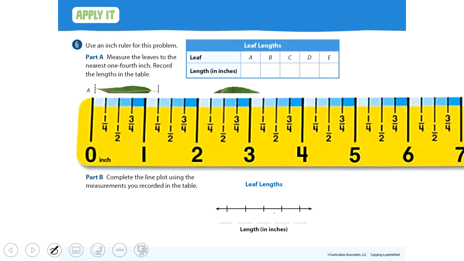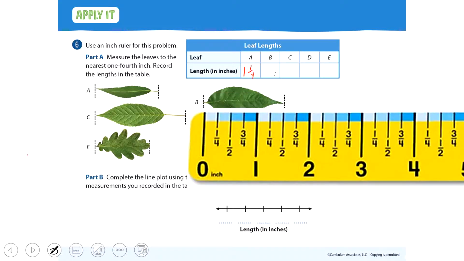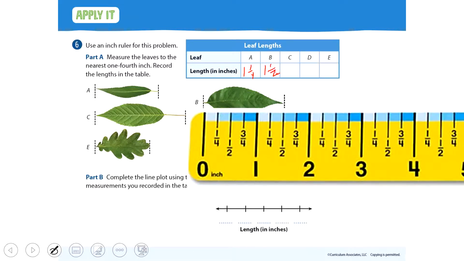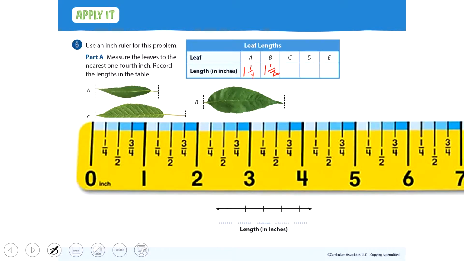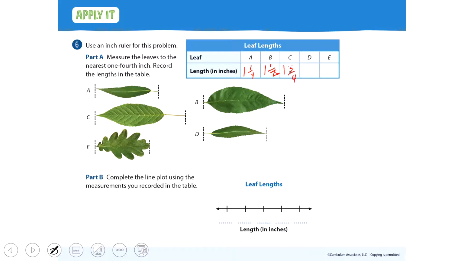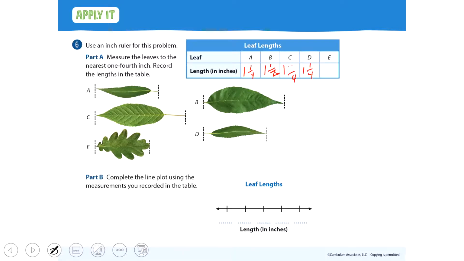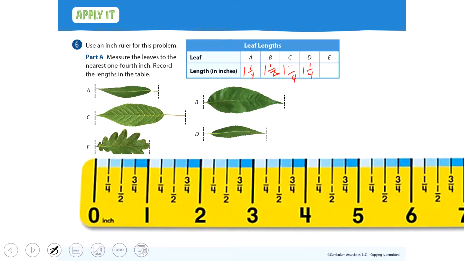So I'm going to put 1 1/4. Let's see B. B, if I look at it, says it's 1 1/2 inch. So I'm going to write 1 1/2. Oh, we're going to have to make it more like a Z because it doesn't like 2's. All right, now let's see C. So if I look at C, it says it's 1 3/4. All right, let's look at D. D is 1 1/4. And now if I look at E, I see it's 1.